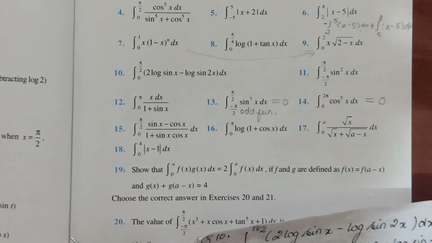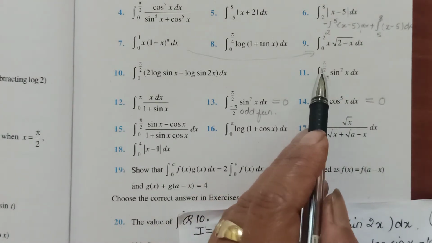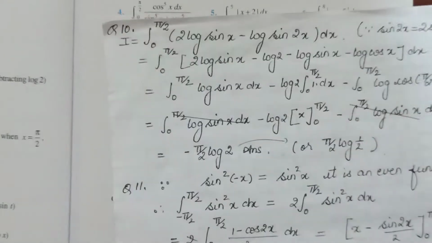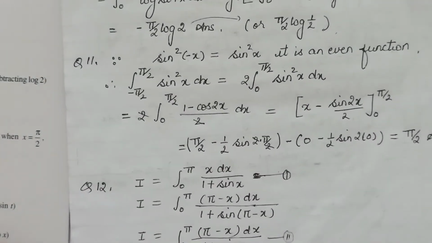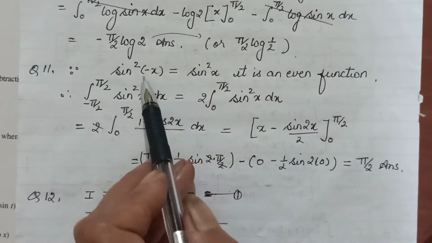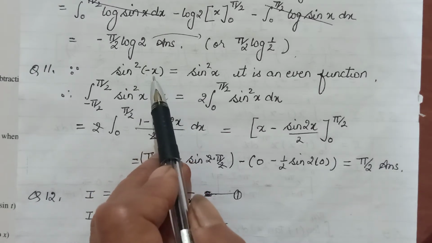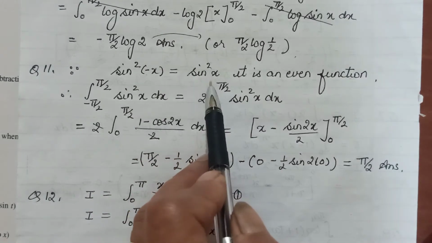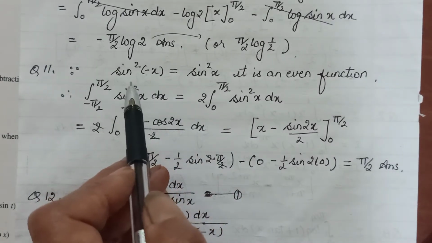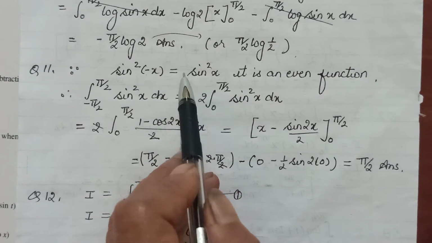Okay, 11th one now is from minus pi by 2 to pi by 2 sine square x. So minus a to a f(x). Here we had the property of even function and odd function. Okay, so the given function is an even function. Why? Because if you replace x with minus x, then sine square of minus x will become the same as sine square of x. Sine of minus x is minus, but because of the square it becomes plus. So we know sine square of minus x is the same as sine square x, meaning this was our function.